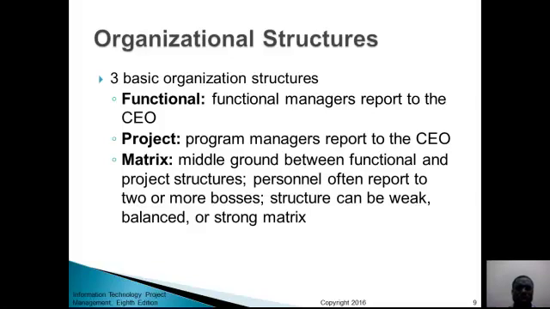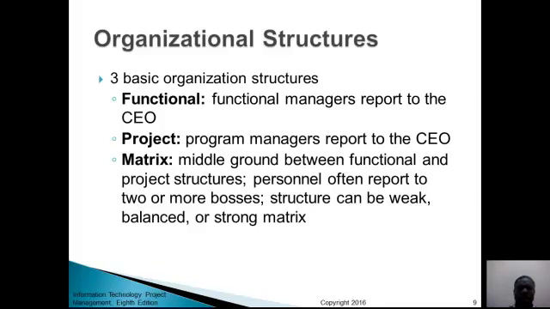The first one is functional. That is, functional managers who report to the CEO. So here, under the functional organizational structure, functional managers report to the CEO. Let's assume there is an ongoing project. The project manager reports directly to the functional manager, who reports to the CEO. That is functional. Then we have what we call projectized, where program managers report to the CEO.